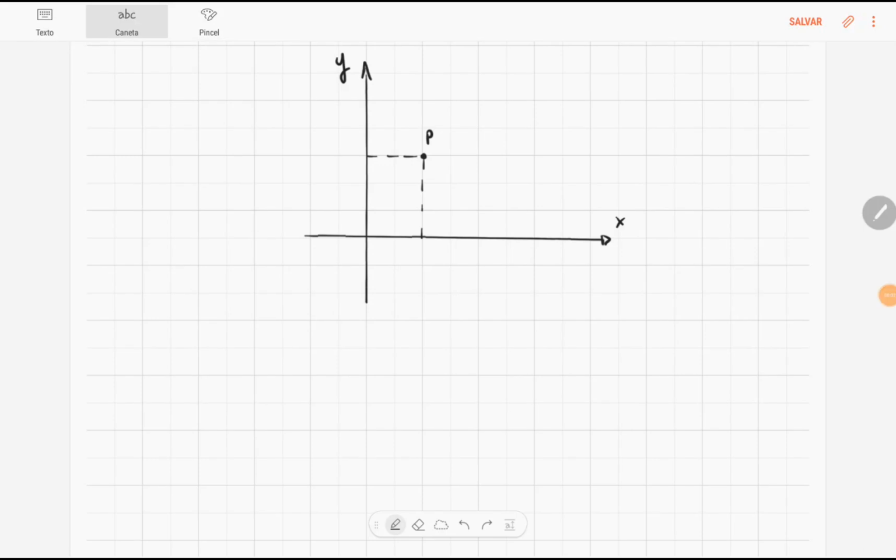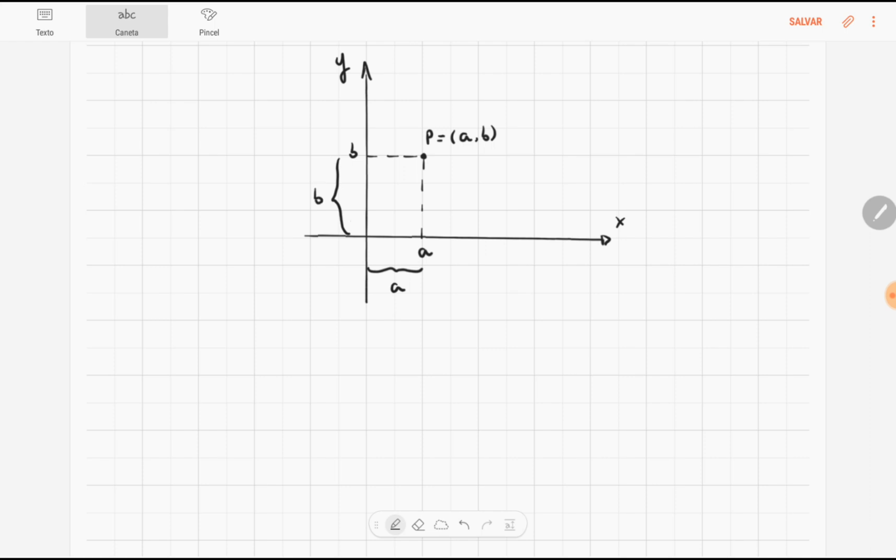Let's consider the number plane and a point P that is equal to the ordered pair A and B. So the abscissa is A and the ordinate is B. This distance is equal to A and this distance is equal to B.